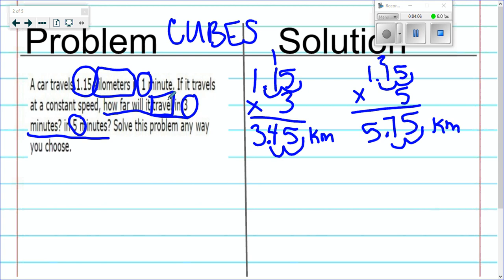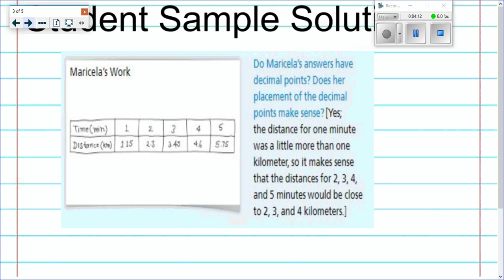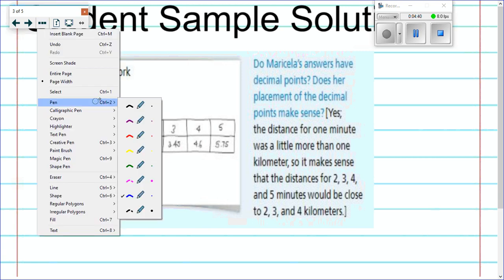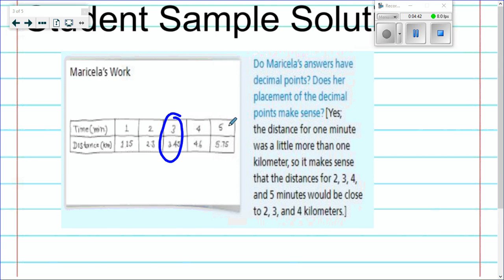Let's take a look and see some strategies that other people might have used. All right, in this student's work, they set up a table to show how far the distance would be traveled at each minute. So it does not show their work using standard algorithm like I did, but they kind of went through and probably did that work over to the side, and then they looked to see what it would be at 3 minutes and at 5 minutes. And they got the same answers that we did.